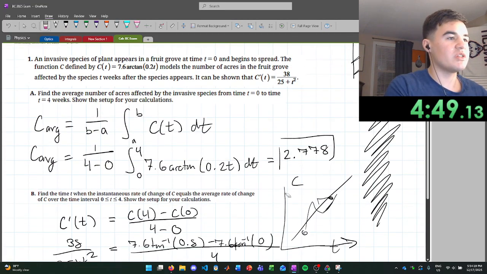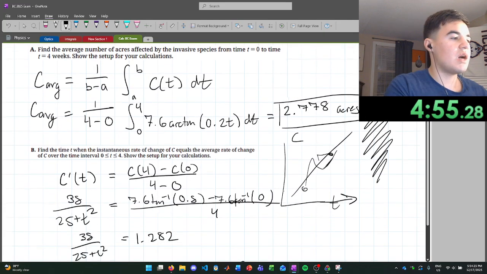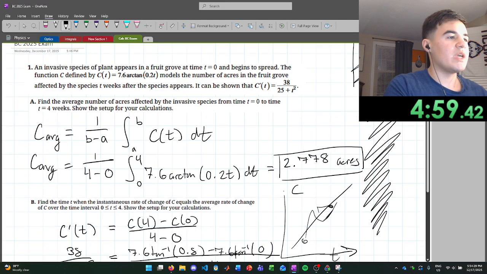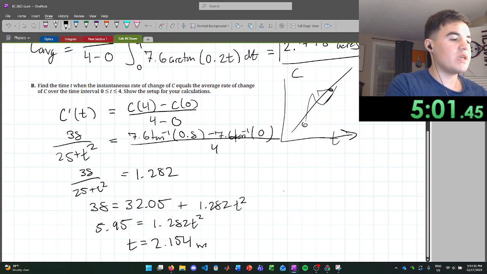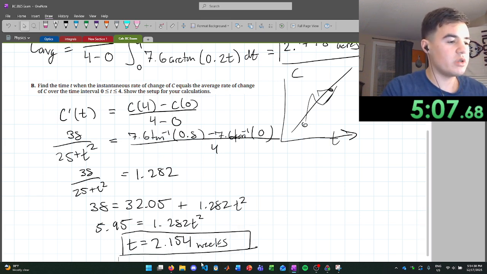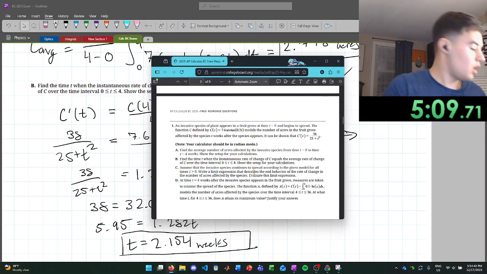And that is going to have a unit. This should also have a unit: this should be acres. This down here is time, and t is measured in weeks. So this is weeks. Cool. Next question. Is it Windows Shift S?